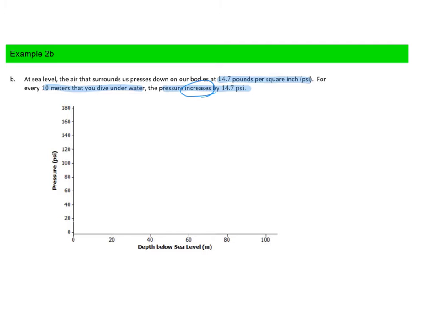So at 10 meters, which is going to be right about here, we're going to be at about 14.7 psi. At 20 meters, when we double that, we're going to be about, well, 14 doubled, that's like 28, so it's going to be right about like 30. Okay? And this is not accurate at all. This is not like a great graph by any means, but I'm just showing that it's an increasing slope. Okay? Make sure you have that down and we'll move on to the next one, C.